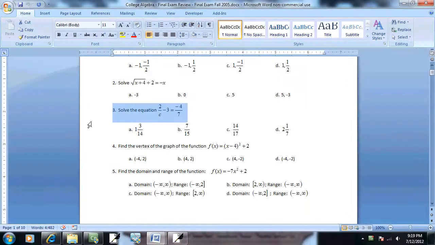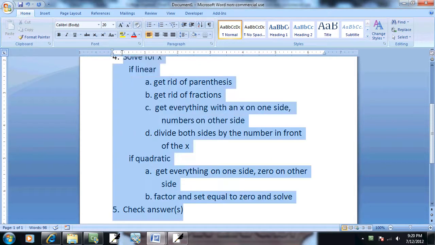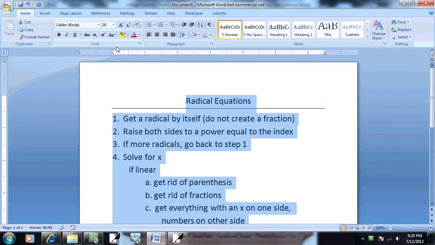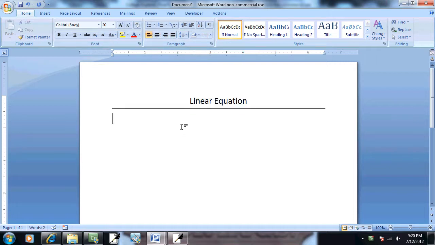Let's take a look at problem number 3. This is a linear equation, so let's refresh our memory on the steps. Linear equation. We have a note up at the top. It says at any step, combine like terms and combine numbers.